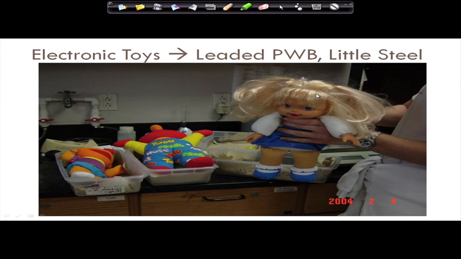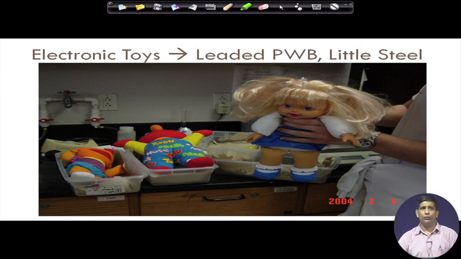Even electronic toys, which have a leaded printed wire board and little steel, which make a little bit of noise, play some music and other stuff, have a small tiny printed wire board. If you take out a talking Barbie or any of these toys, you will find that they have a tiny printed wire board, and they don't have any steel because it's all cloth and plastics and other stuff. Since there is no steel, there is no competition; whatever lead is there comes out in solution and it becomes a hazardous waste. Can you imagine that?